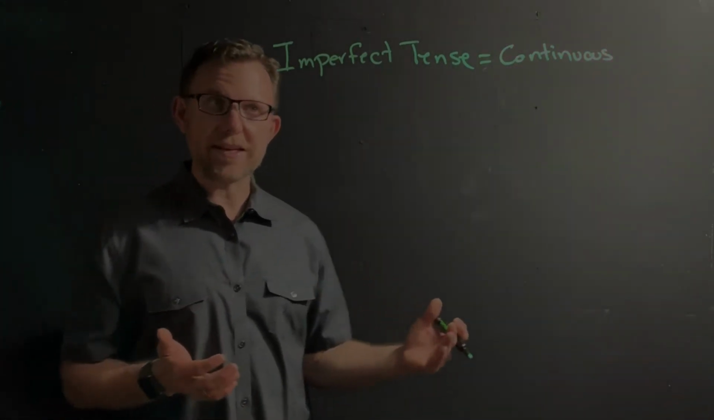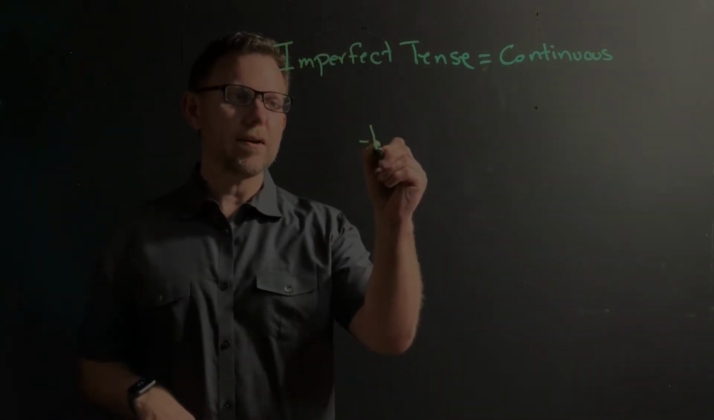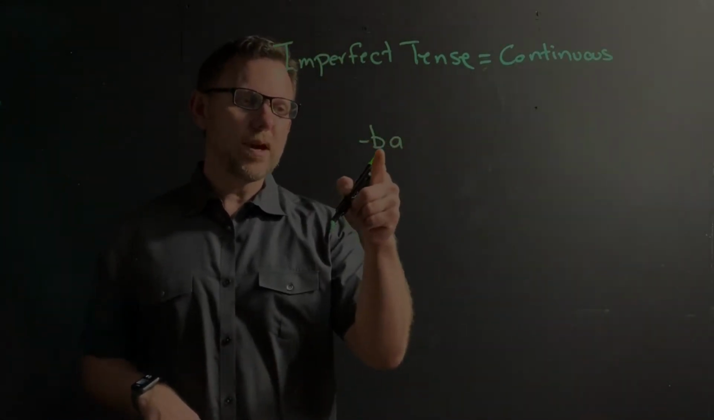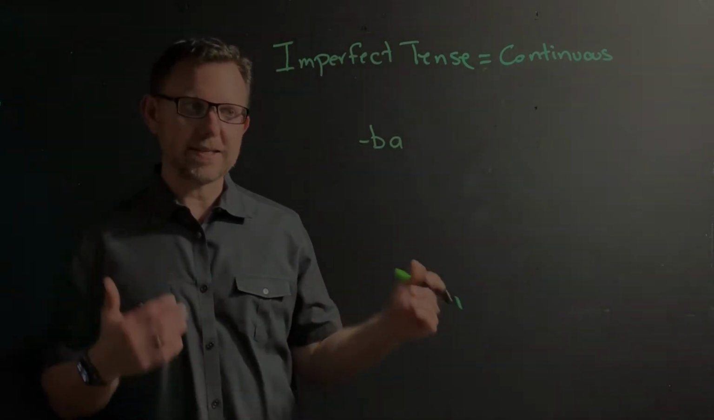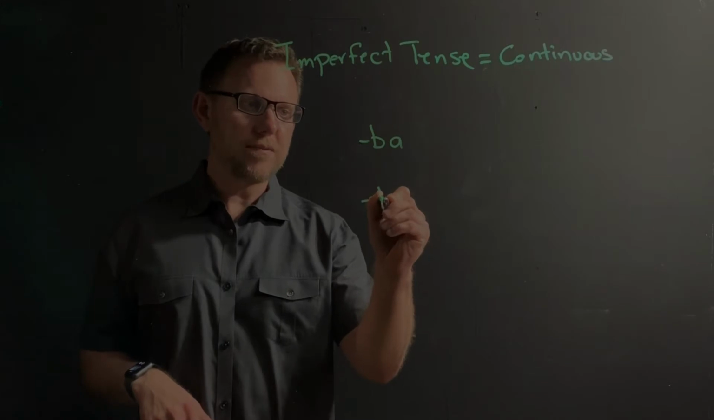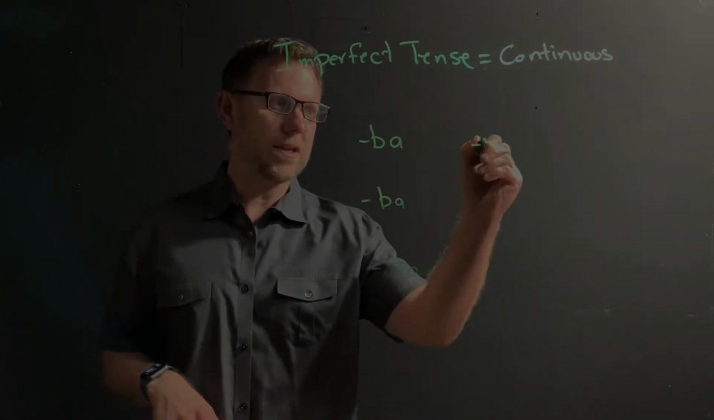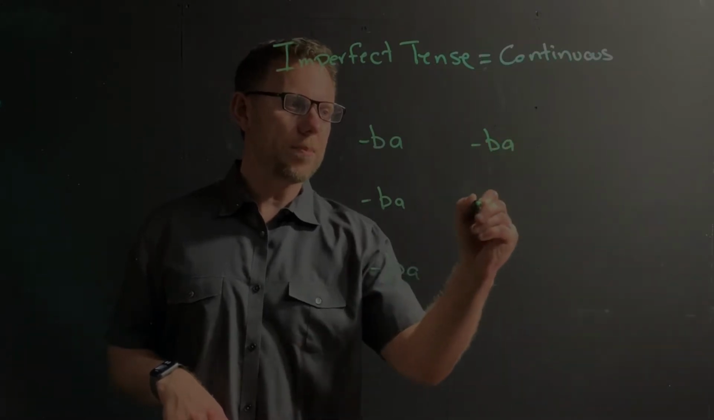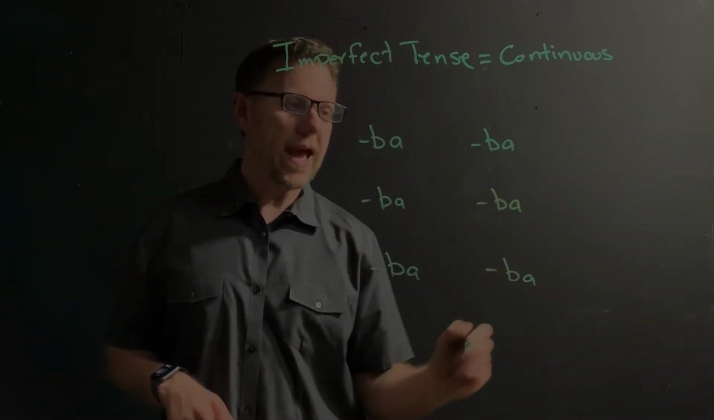Now we have a set of endings that we call our imperfect tense endings. All of them start with the letters BA. We call BA the tense marker for the imperfect tense. So we have the letters BA throughout for first, second, and third person in both the singular and the plural. And then we're going to add our endings.